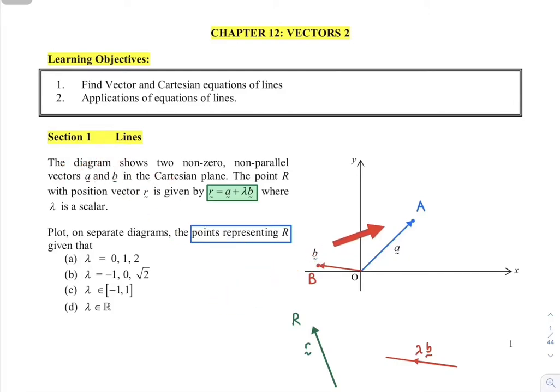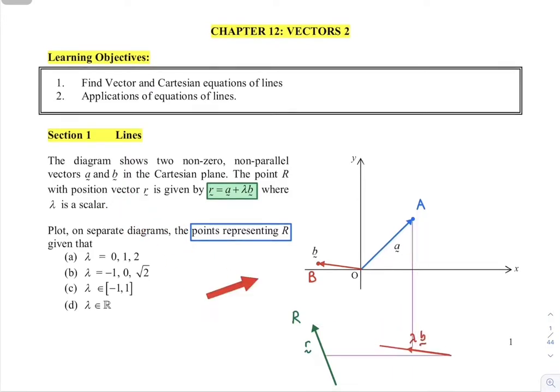There are 2 points A and B. The 2 points A and B can be represented by two non-zero, non-parallel vectors with respect to the origin O, namely the vector A and the vector B. The two vectors can be added together by using the triangle law of vector addition to obtain another vector, what we call the vector R.